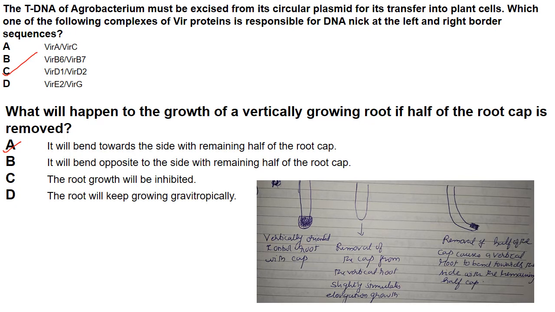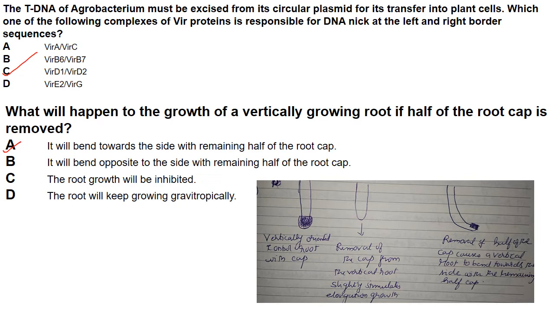Then, the T-DNA of agrobacterium must be excised from its circular plasmid for its transfer into plant cells. Which one of the following complexes of the VirR protein is responsible for DNA nick at the left and right border? So, it is VirD1 and D2. Answer is option C.